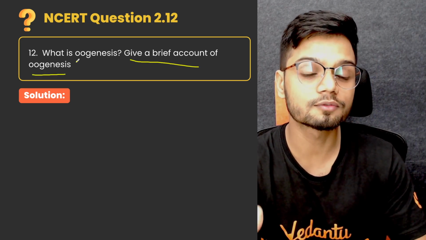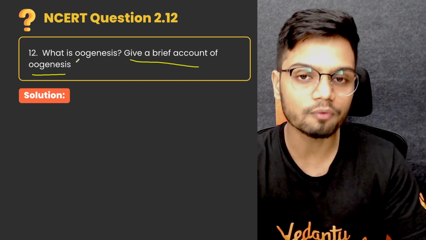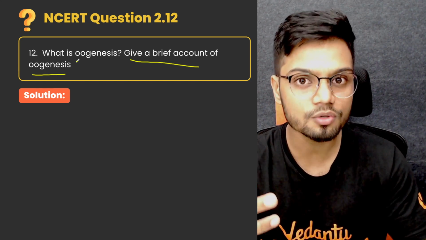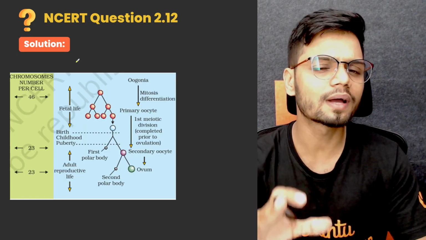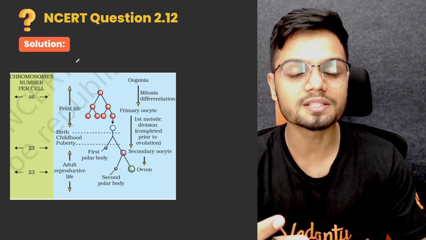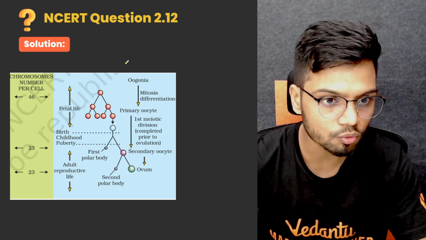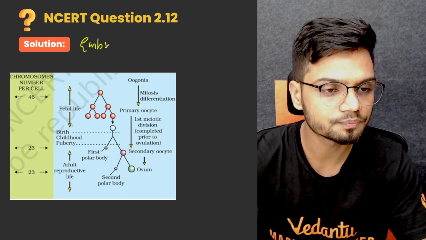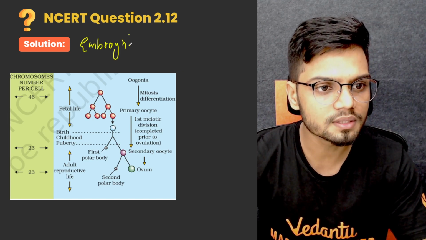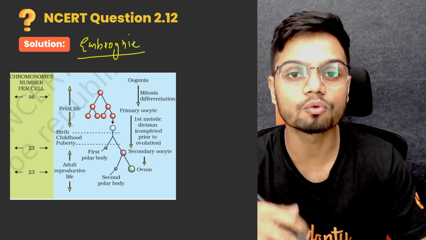Oogenesis is a process of formation of your ovum. It is a type of gametogenesis where the females produce the egg or the ovum. Now let's quickly look at the different steps in oogenesis. First and foremost, oogenesis starts at the embryonic stage itself.